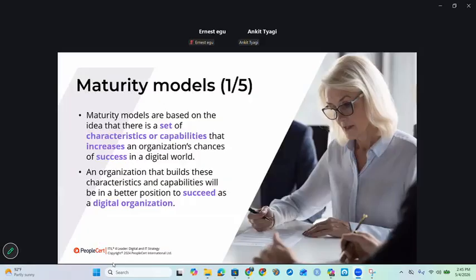Maturity models. They say maturity models are based on the idea that there is a set of characteristics or capabilities that increases an organization's chances of success in the digital world. Well, of course, what kind of characteristics should an organization possess in order to increase their chances of success? Then they say an organization that builds these characteristics and capabilities will be in a better position to succeed as a digital organization. Well, of course, when an organization can build these characteristics and capabilities, they would definitely be in a better position to be successful.